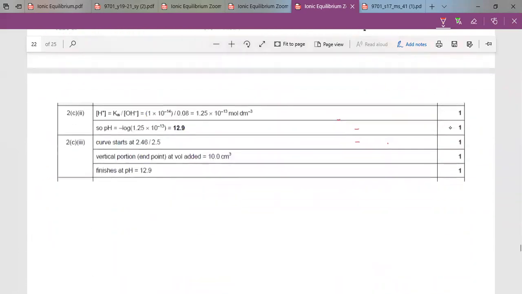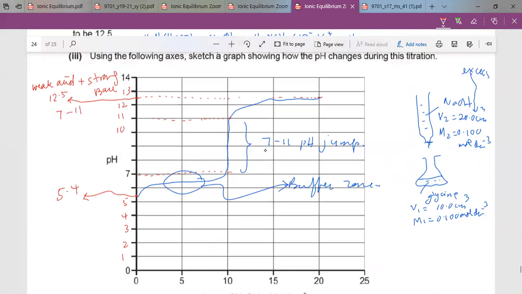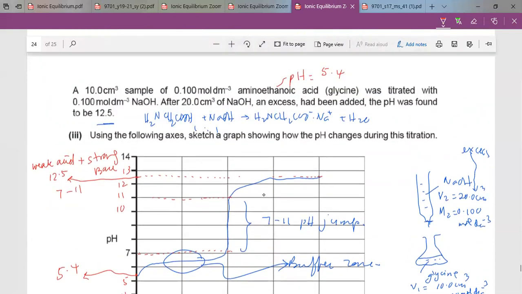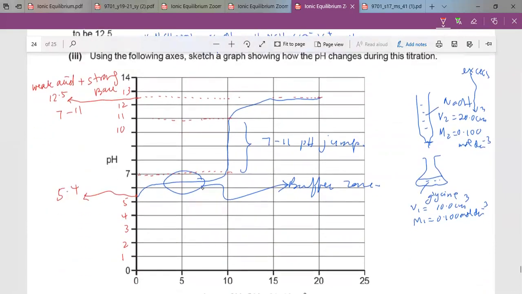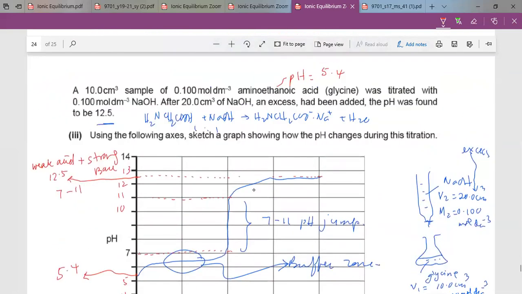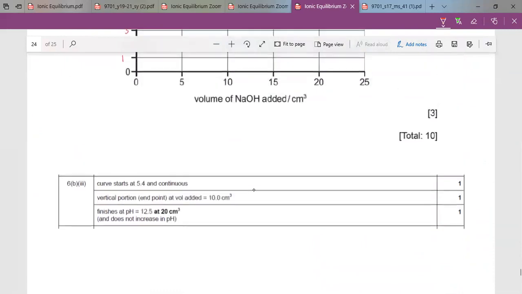Okay, I've done already except for one more here. This is another simple one, which you can do for yourself. This is a weak acid and strong base, where the pH jump is 7 to 11. The weak acid starts from 5.5 and goes up like that. You can try this one for yourself. So I finished all already.